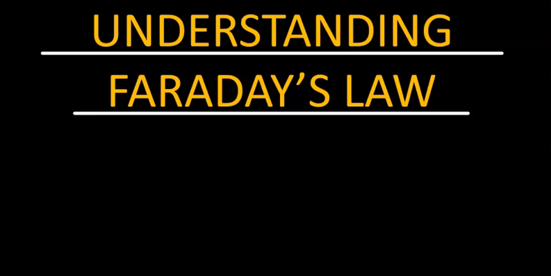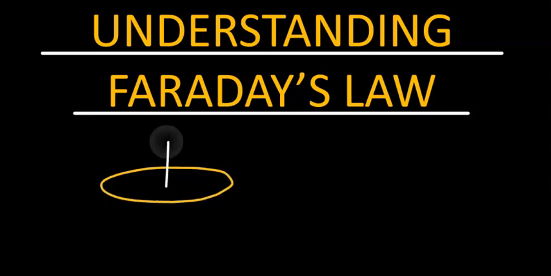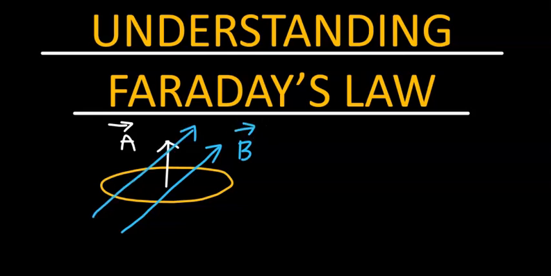In this video, we shall look at Faraday's law. Let's assume you have such a loop, and that is the area vector, A. Now let's assume you have a magnetic field penetrating through the loop, as shown by the arrows in blue. The angle between the area vector and the magnetic field vector is theta.